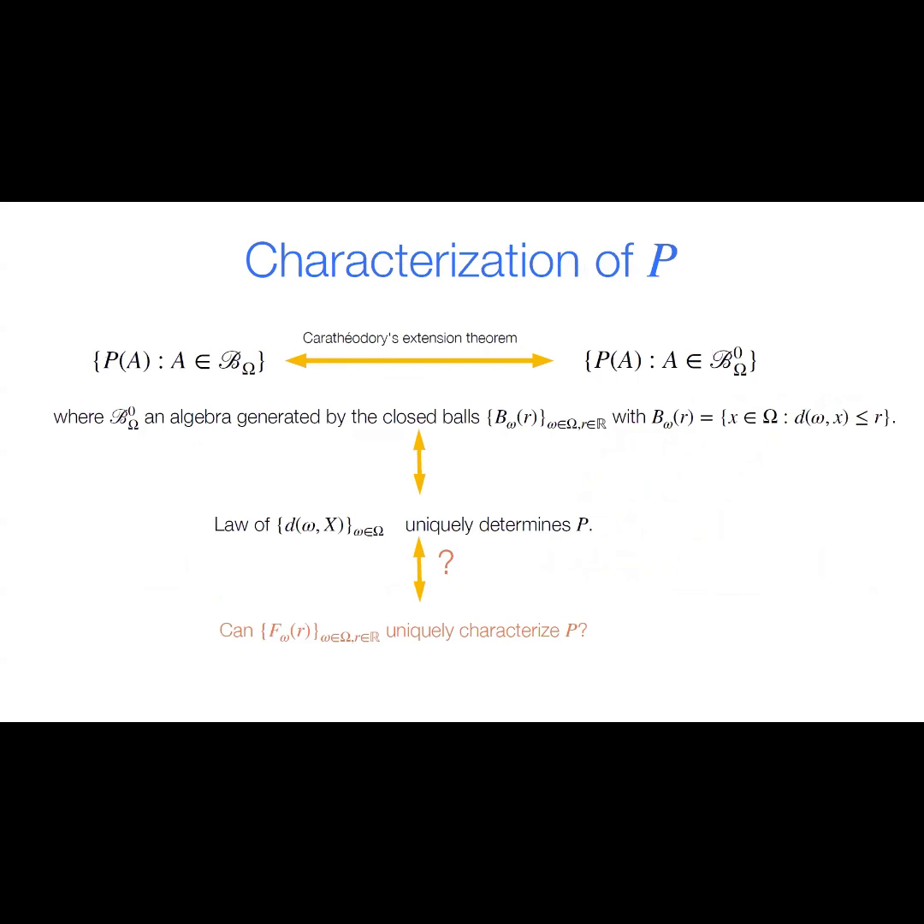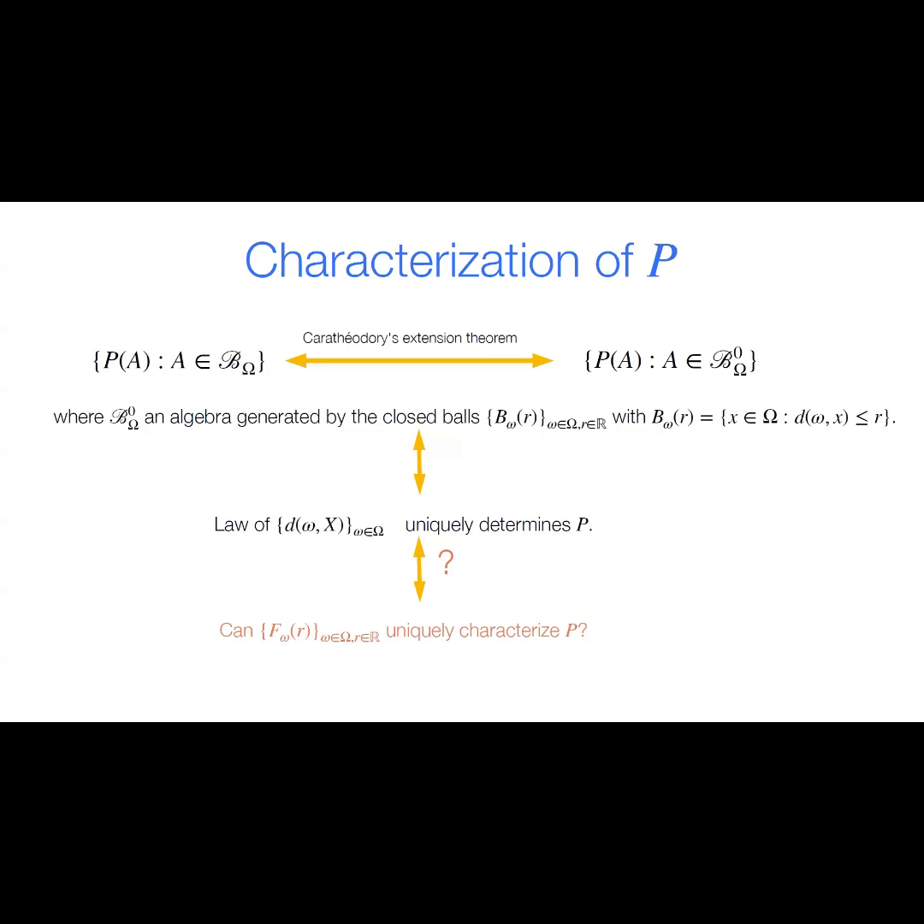Okay, so coming back to the question, can distance profiles characterize P? By very classical results, Borel measures are uniquely identified by their values on a Borel algebra, which is generated by closed balls. Now, Borel algebra means you have all the finite unions, intersections, complements, and so on. But what we are looking at here are just the distance profiles, which are just their values on closed balls.